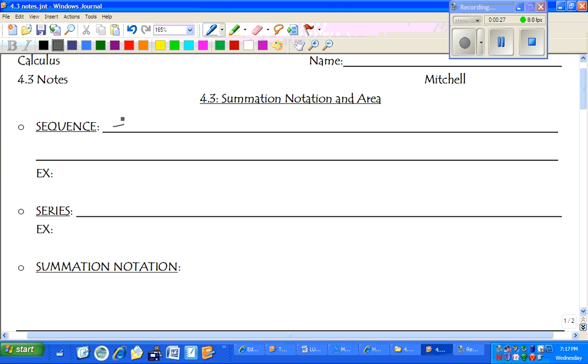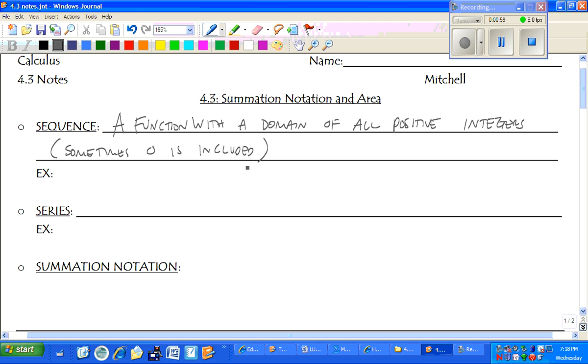It's a function with a domain of all positive integers. And sometimes 0 is included. So we don't put any decimals, fractions, negative numbers into these functions. We're just looking at integers that go in here.